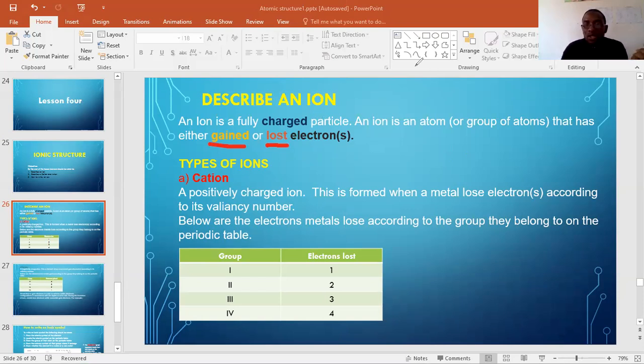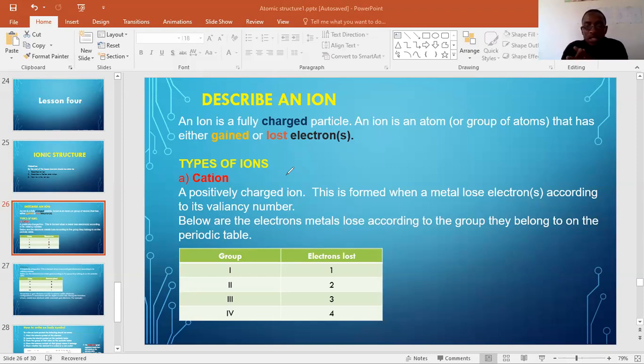Now, there are two types of ions. The first one is called a cation, and the second one is called an anion. So what is a cation? A cation is a positively charged ion. So an ion with a positive charge is known as a cation. Then the opposite of it is called an anion.